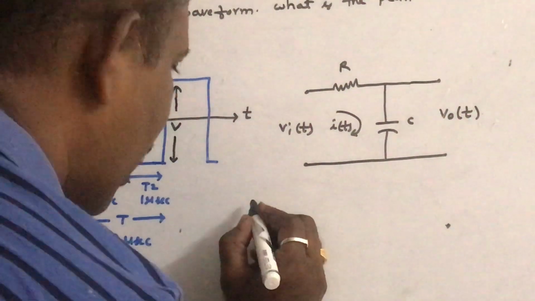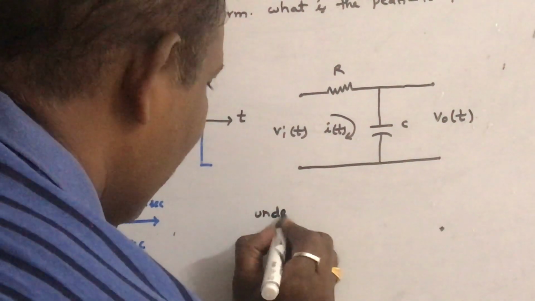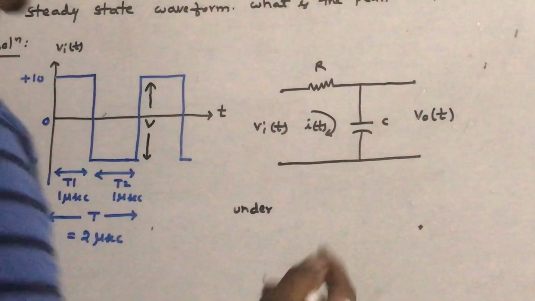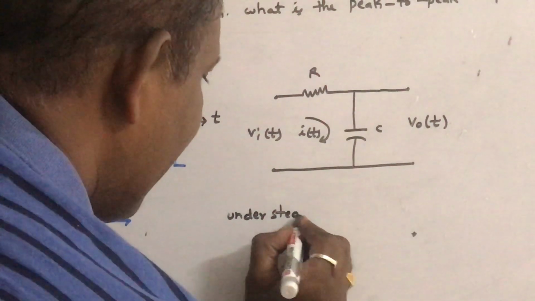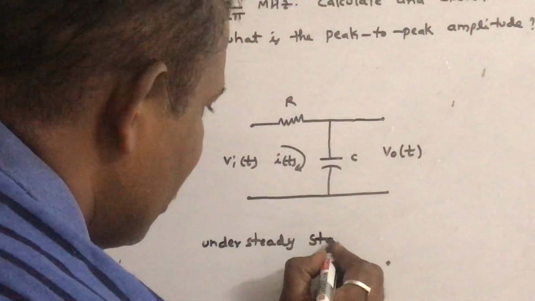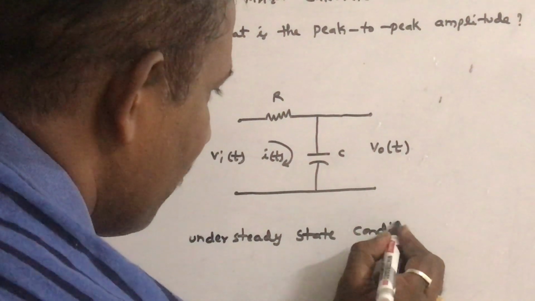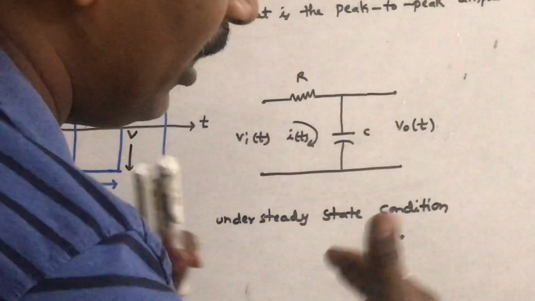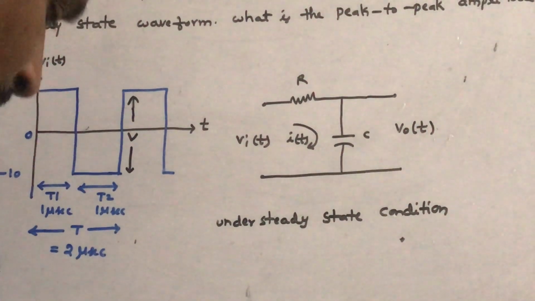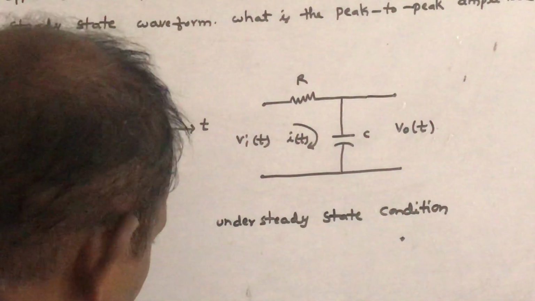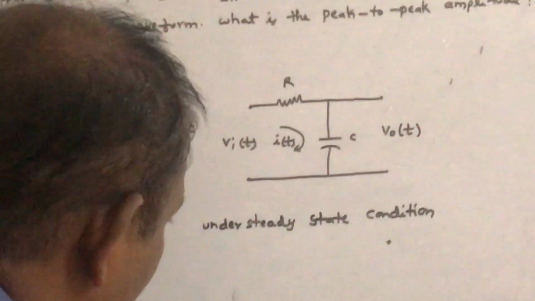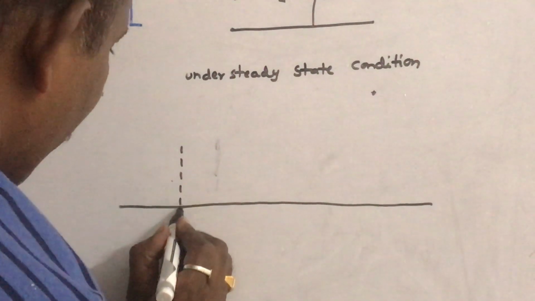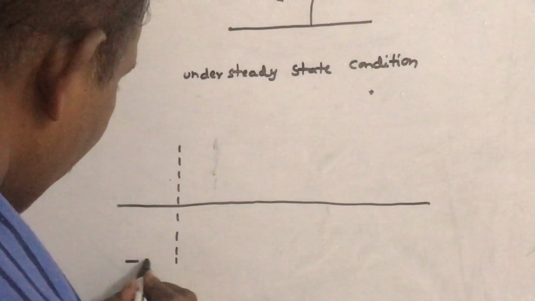Therefore, as you know, under steady state condition, when this kind of input is applied to this circuit, the output will settle down to certain values. Steady state means the output response will settle down to certain values after some time. So first we draw a zero level line. First let us draw the square wave input, a symmetrical square wave.